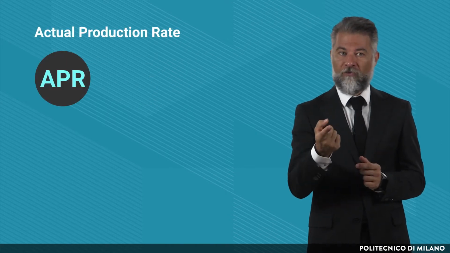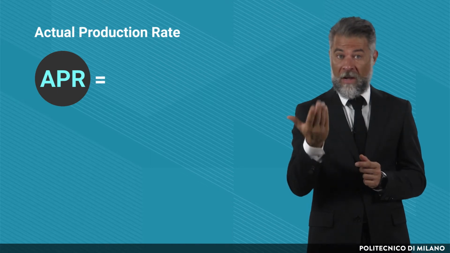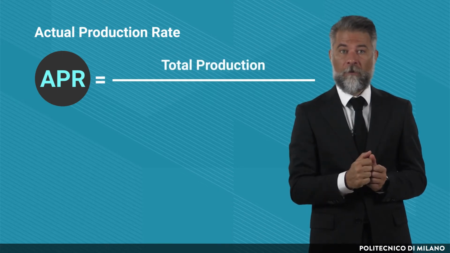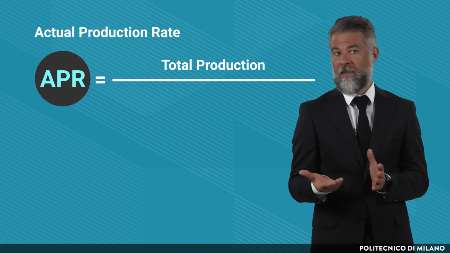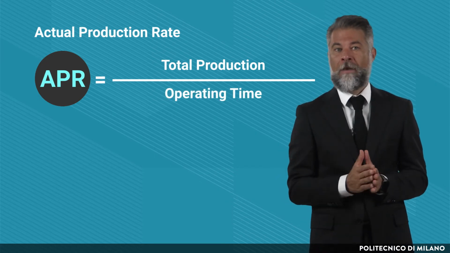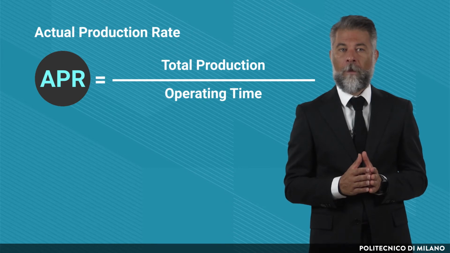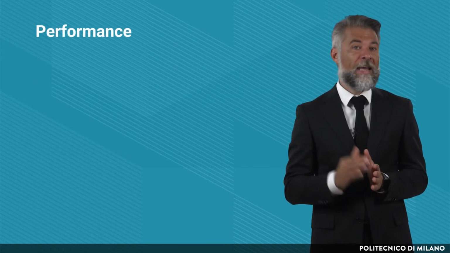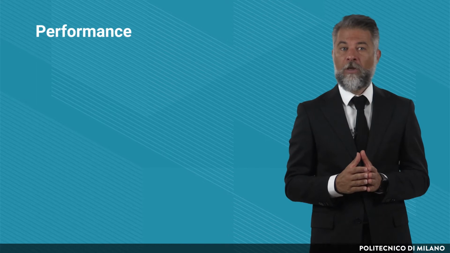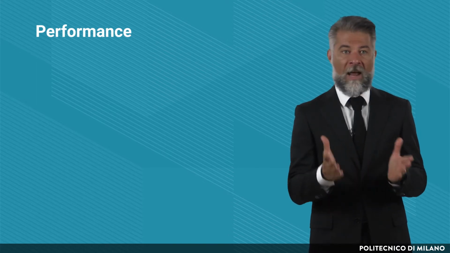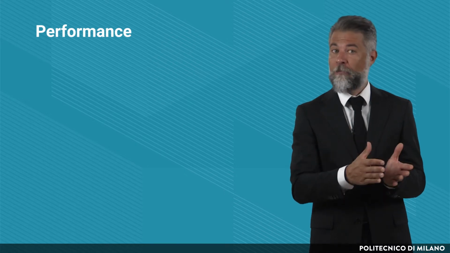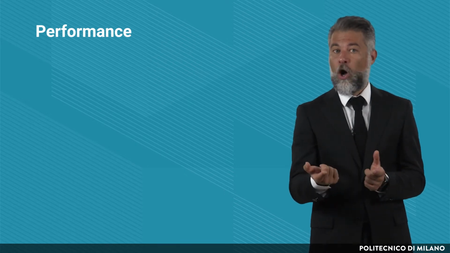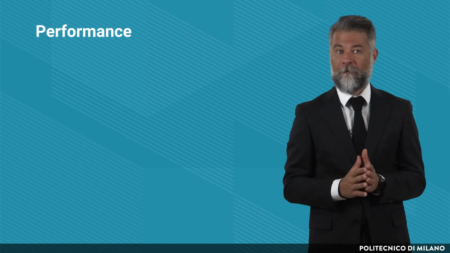The actual production rate is the ratio of total production, expressed for instance in pieces or equivalent units, over operating time. Performance is usually kept at 100% to make sure that if an error is made in specifying the ideal cycle time or ideal production rate, the effect on OEE will be limited.